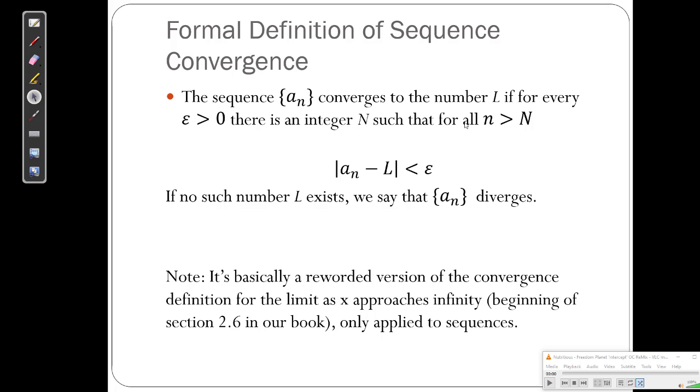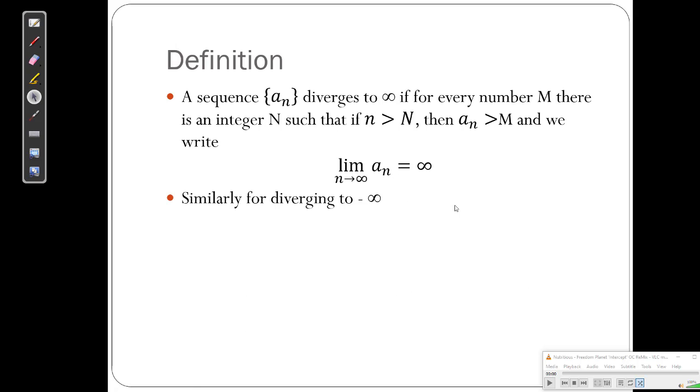So like if it was the 300th term that finally a sub n was within epsilon of L, then every term after that would be within that range. That's how convergence works. And if there isn't a number for which that's true, then a sub n diverges. And yeah, it's basically the same definition we've seen before.